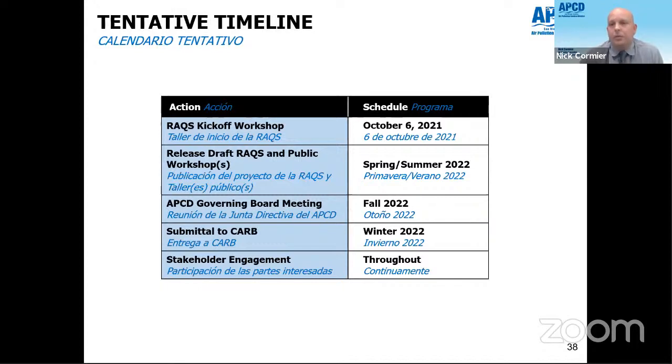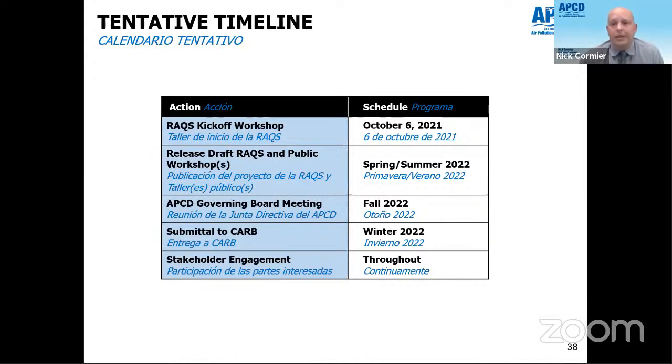It is at that point the public will then have another opportunity to weigh in on the document, provide comments, and attend additional public workshops with stakeholders. After incorporating and responding to feedback through a workshop report in summer of next year, we'll then proceed to have a final document considered by our APCD governing board in the fall or winter of 2022. And then finally, if the document is approved by our governing board, APCD would then submit the document to CARB, hopefully by the end of next year.